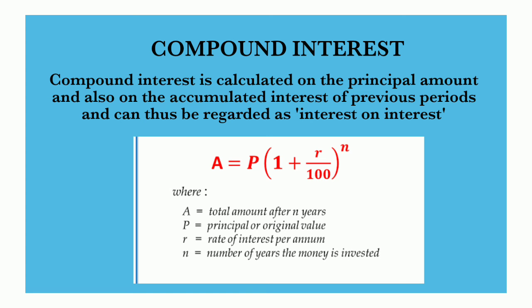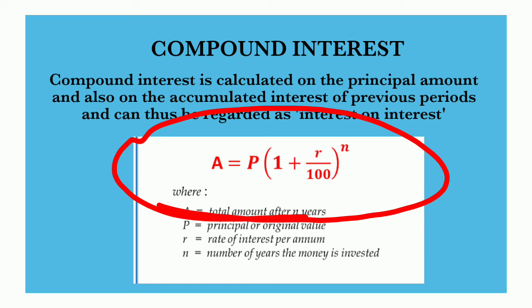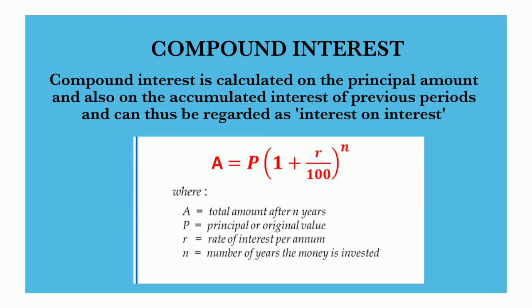This is the way to find compound interest in a bank. Then we have to calculate compound interest by using a formula. What is the formula? A equals P into 1 plus R by 100, all raised to N, where A is the total amount after N years, P is the principal amount, R is the rate of interest, and N is the number of years. So this is the formula. Learn this formula by heart. It's a very important formula. By using this formula, we calculate compound interest.